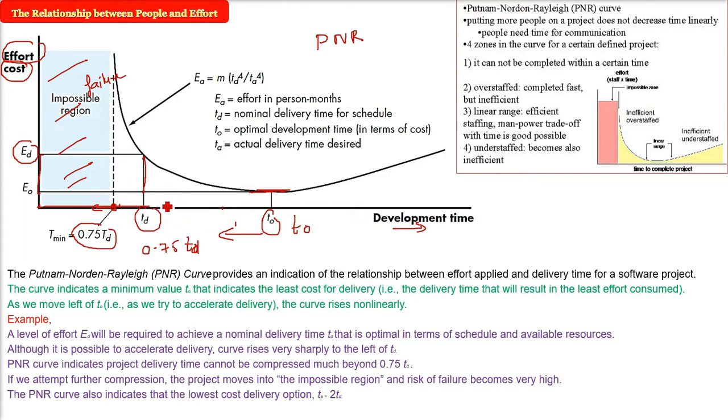And there is one more relation, very steady. It is in between 0 and t0. So just add 0 plus t0 divided by 2, that is going to be td. So t0 will be equal to twice of td. That is also a relation. The lowest cost delivery option, t0, is actually twice of this td. What is the implication here? The implication is that if the project schedule can be stretched, the cost will be less.